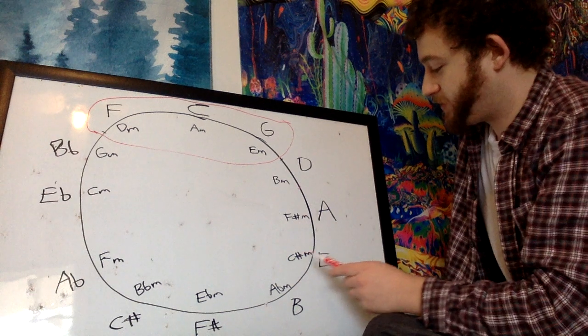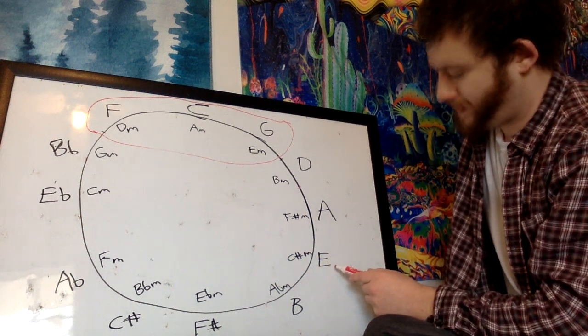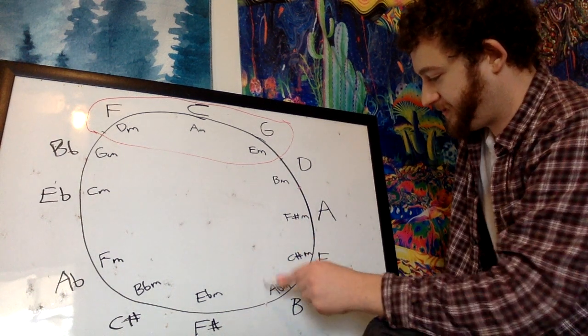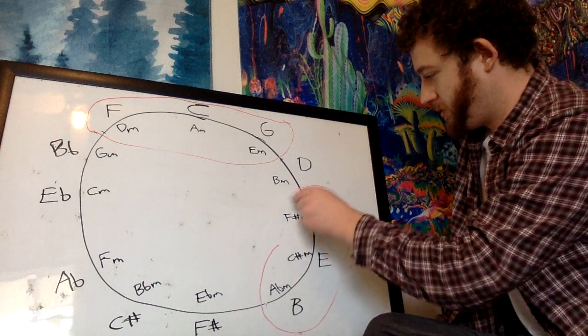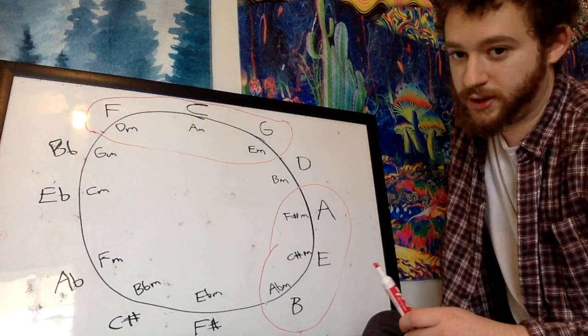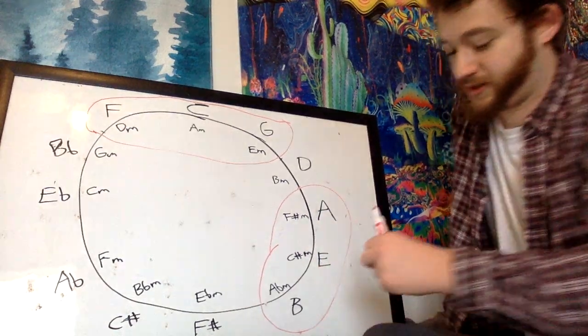So you just make a circle anywhere else. Key of E: you can play any of these chords in the key of E, and it'll always sound good. So that's part one.